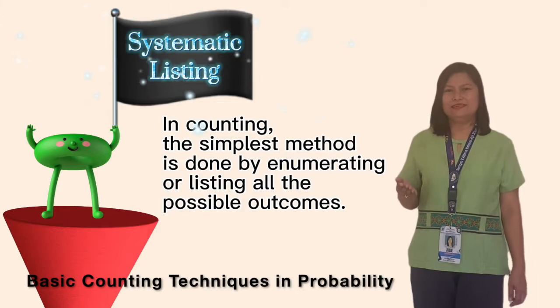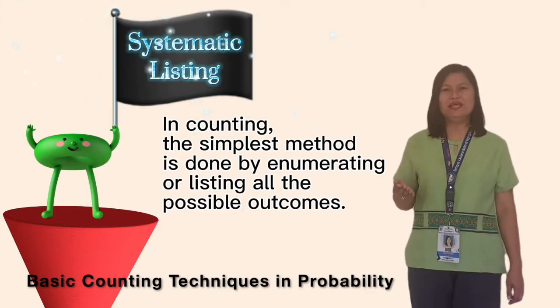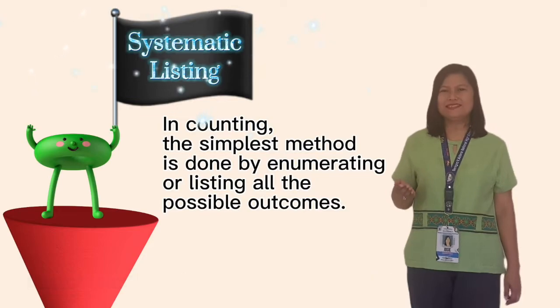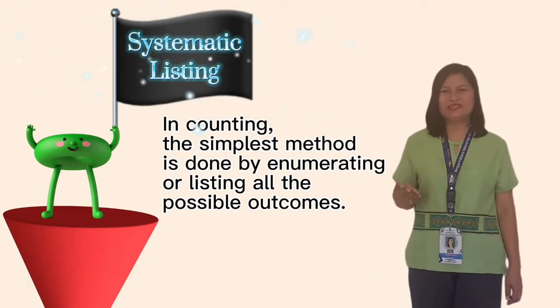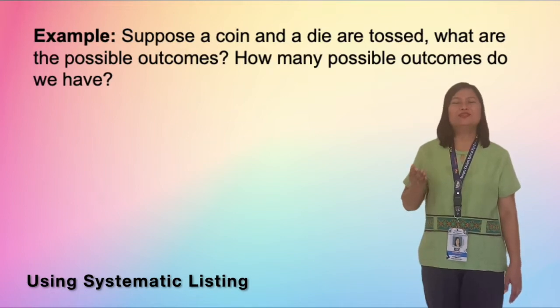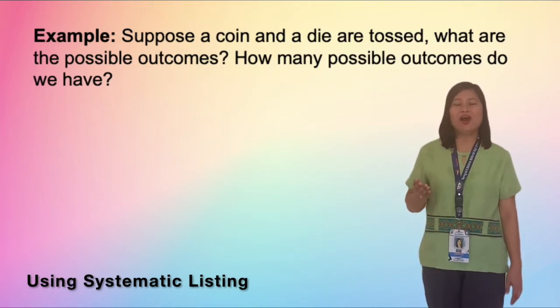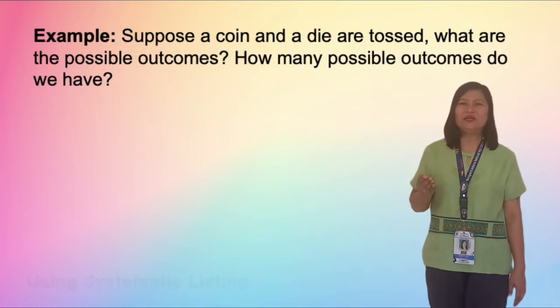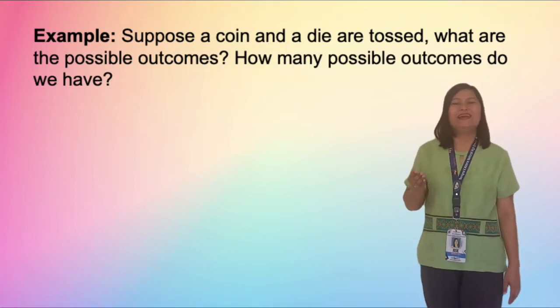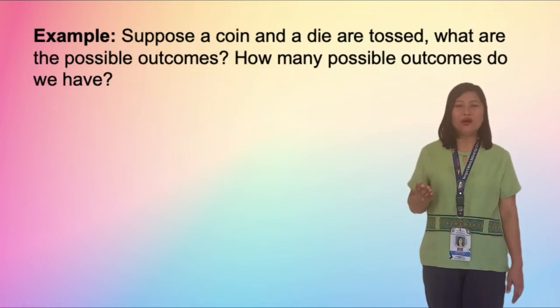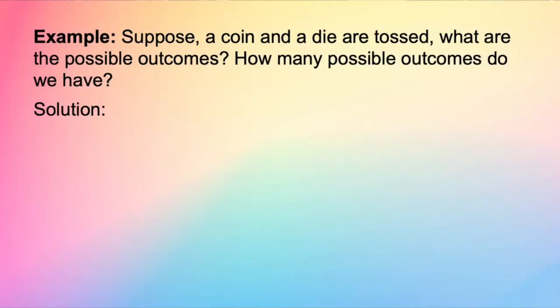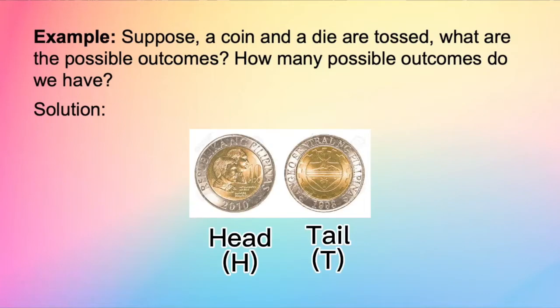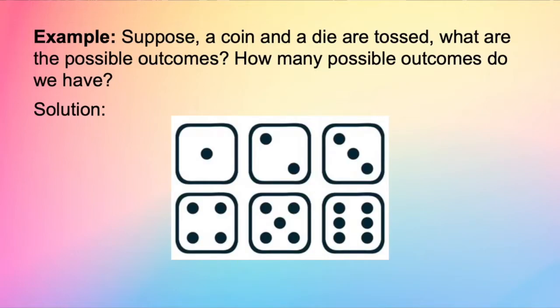In counting, the simplest method is done by enumerating or listing all the possible outcomes. Example, suppose a coin and a die are tossed. What are the possible outcomes? And how many possible outcomes do we have? Again, when we toss a coin, the two possible outcomes are head or tail. And in rolling a die, the possible outcomes are 1, 2, 3, 4, 5, or 6.